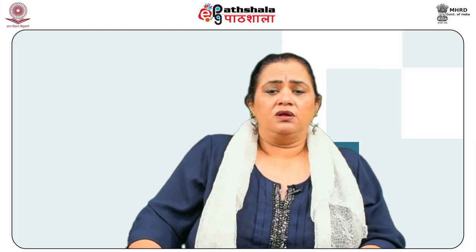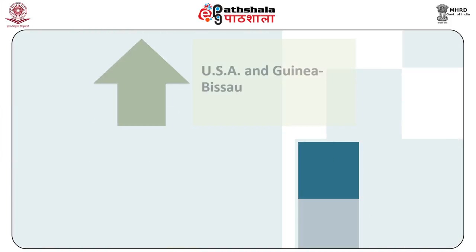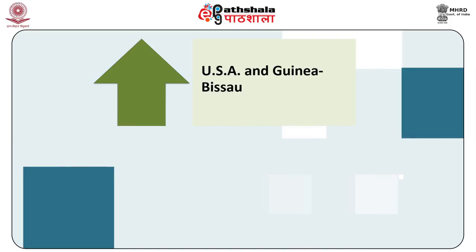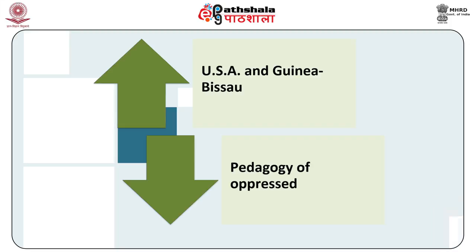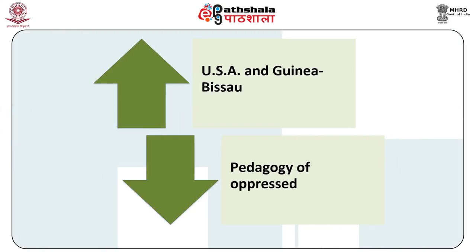The second type of social action Brito termed as is the popular social action, again identifying three submodels. Number one, conscientization model of popular social action, wherein Paulo Freire developed the concept of conscientization initially in the South American context. Later, through his experience in the US and Guinea-Bissau, he has further classified the pedagogy of the oppressed.